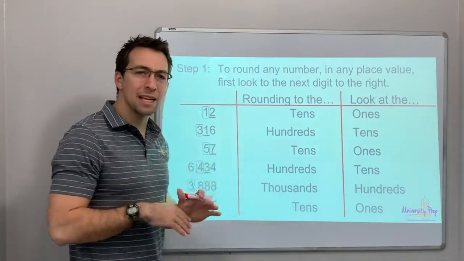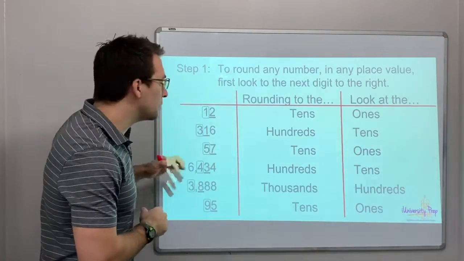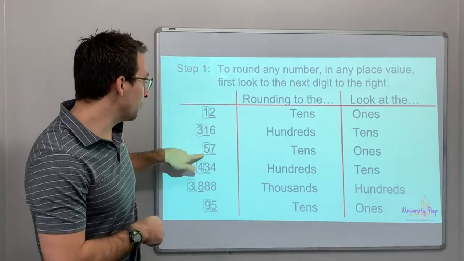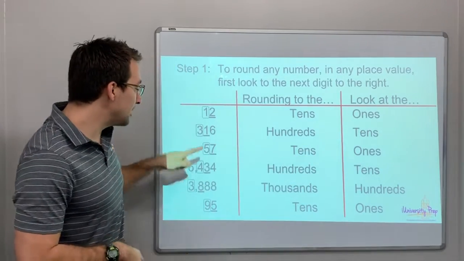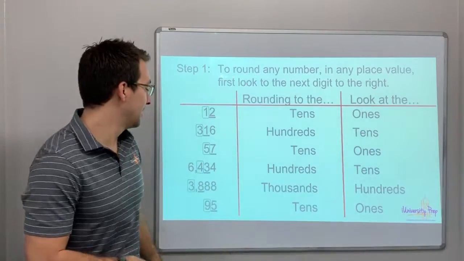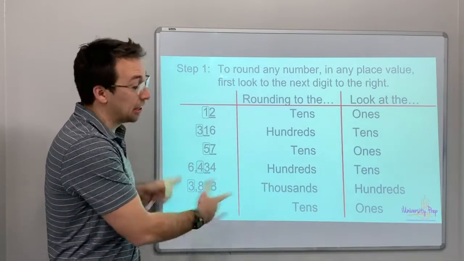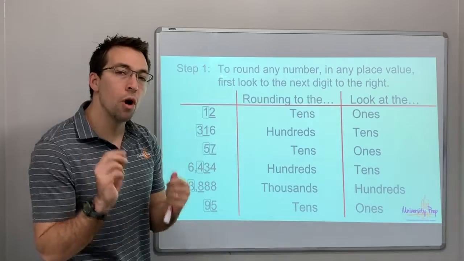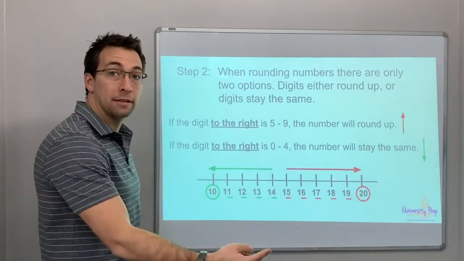Again, this is a video, so pause the video if you need to. Rounding to the tens, look at the ones. Rounding to the hundreds, look at the tens. Rounding to the thousands place, look at the hundreds. You always look to the digit to the right.